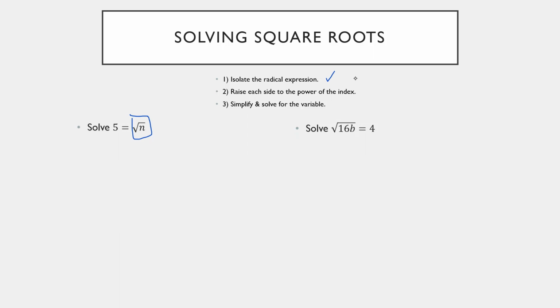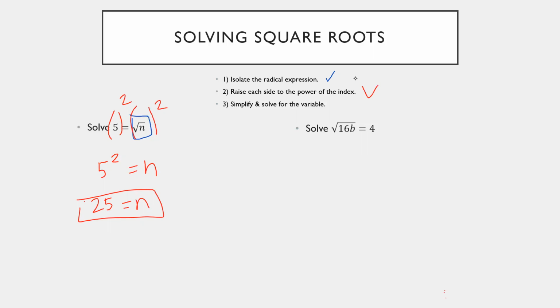Step 2, raise each side to the power of the index. So since this is a square root, I'm going to square the left side, and whatever I do to one side, I have to do to the other. Now I'm going to have 5 squared on the left is equal to n, and we know what 5 squared is. That's 25. Oh my goodness. We are done. We finished.